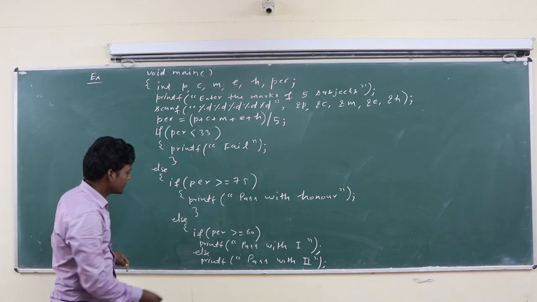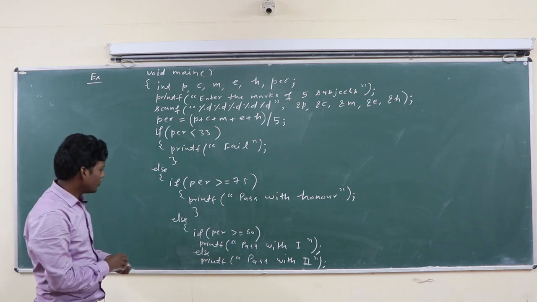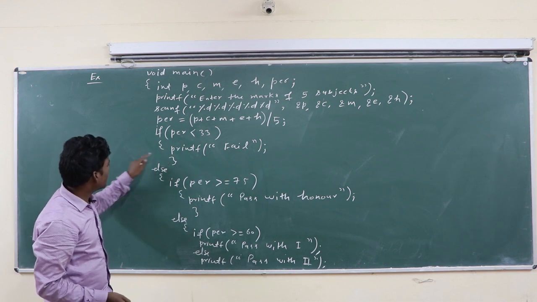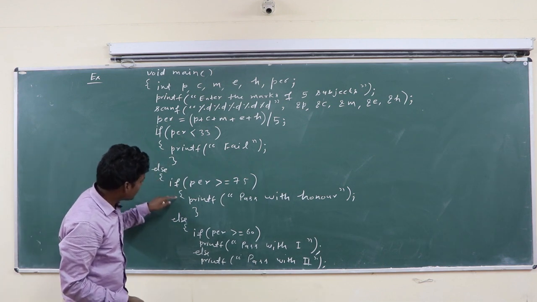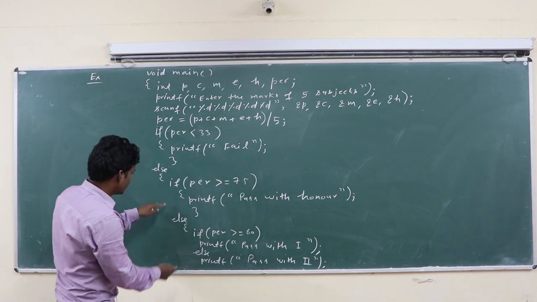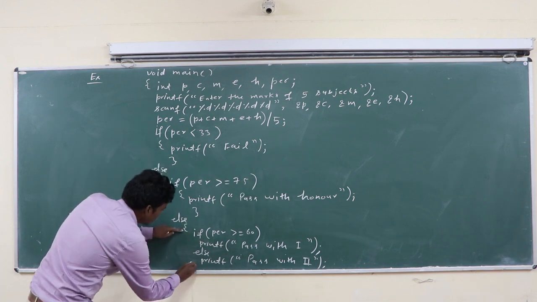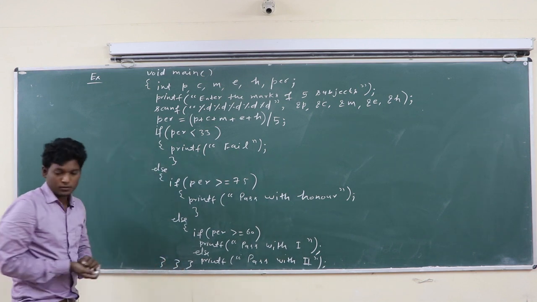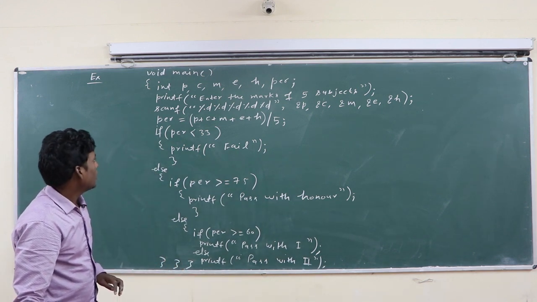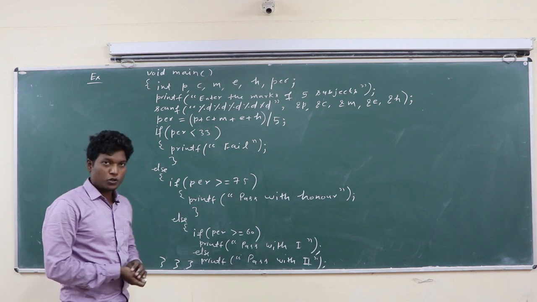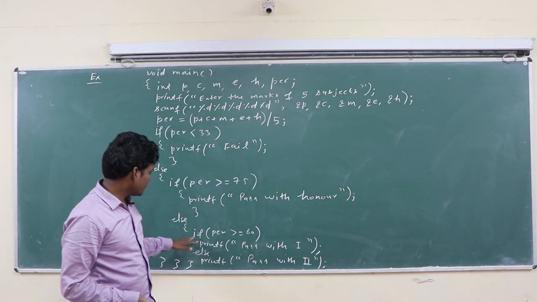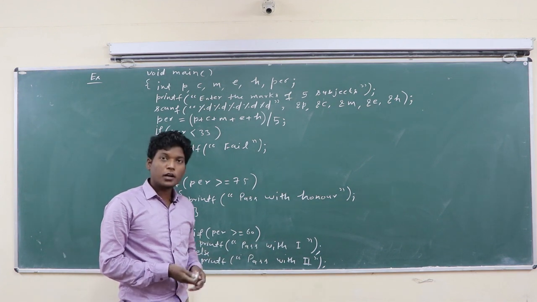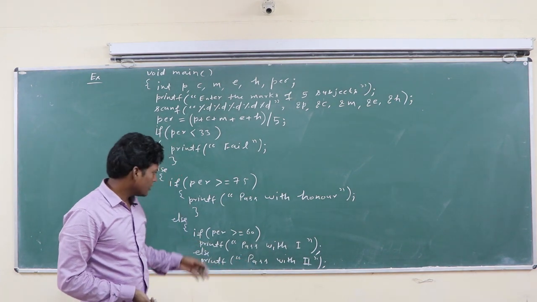Now class, we have to close the brackets. This is closed here, this is open, this is closed here, this is open, this is closed here, this is closed here, main is closed here. So class, there is no space, so we do not go for the third division.